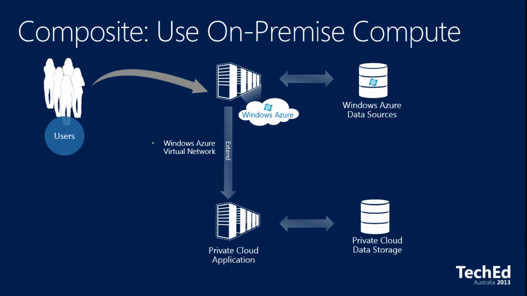Or it could be just a line of business application. I essentially just want to offload my front end because I don't need the front end to be on my private data center. Or I may want to leverage the ubiquitous access I get from the cloud. So instead of exposing my websites here, I'll expose them up there, and then I'll create a secure Windows Azure virtual network. In this case, I'm going to create a site-to-site.